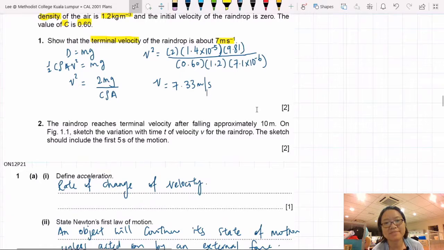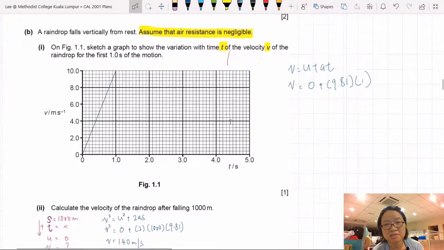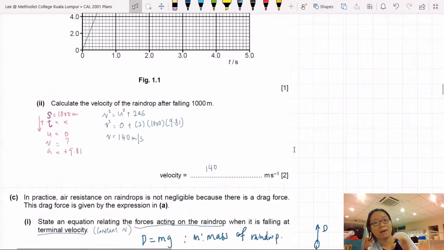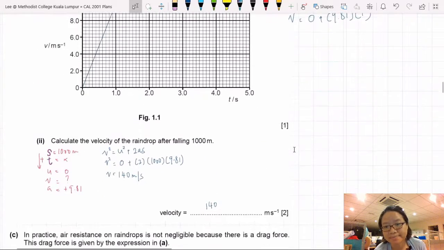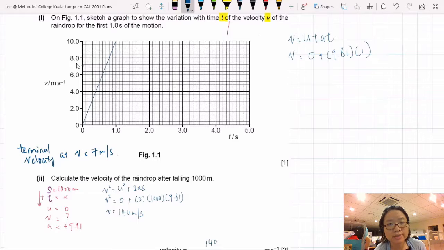So 7.33 meter per second, so it's about 7. So the raindrop reaches terminal velocity after falling about 10 meters. Now sketch the variation of v with t. So you expect the plateau to happen at 7, not 10. You cannot reach 10. Drag force doesn't allow you to reach 10. Too bad, raindrop. So I'm going to take 7, okay? I assume I cannot plot 7.33, how to plot? So 7 is here, okay?